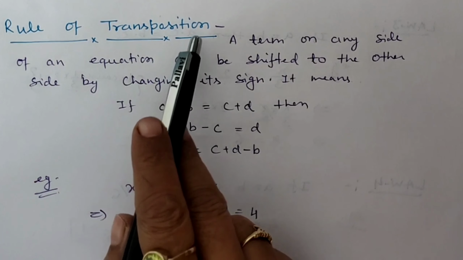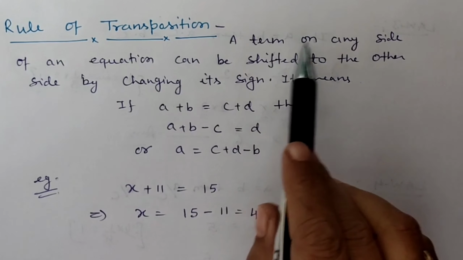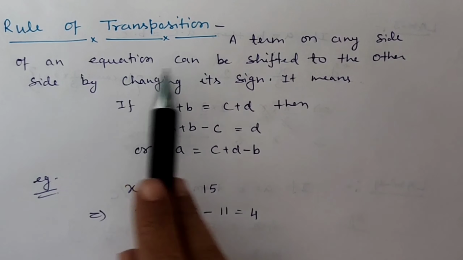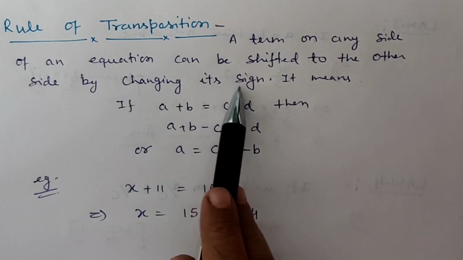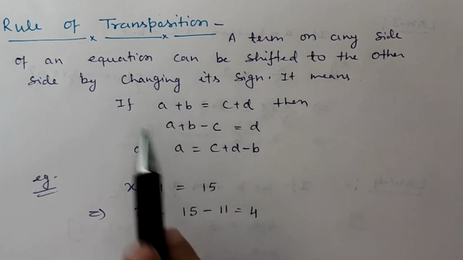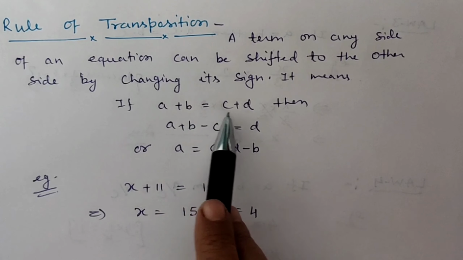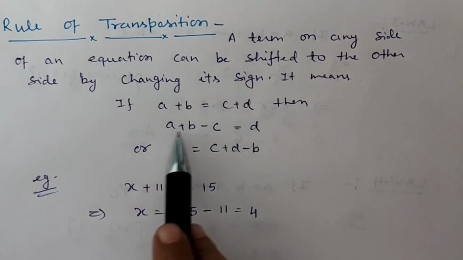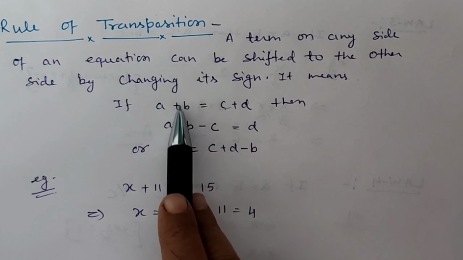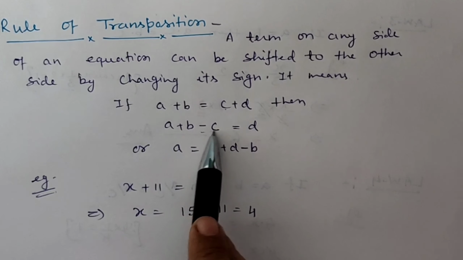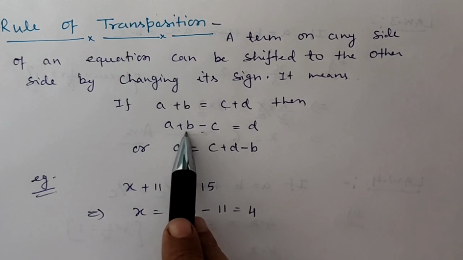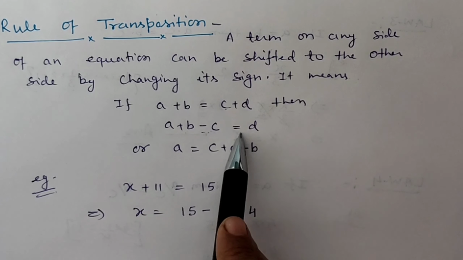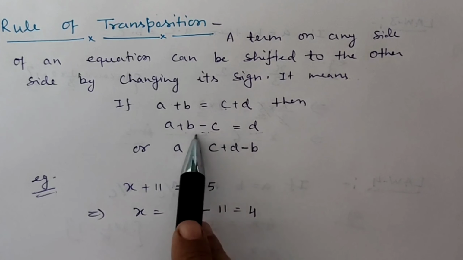Rule of transposition. A term on any side of an equation can be shifted to the other side by changing its sign. It means if a + b = c + d, then we can shift this c to the other side, and its sign will be changed. If you shift it, you will get a + b - c = d. Then also it is equal.